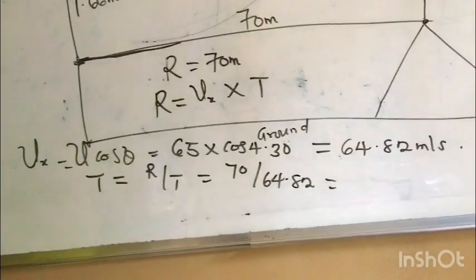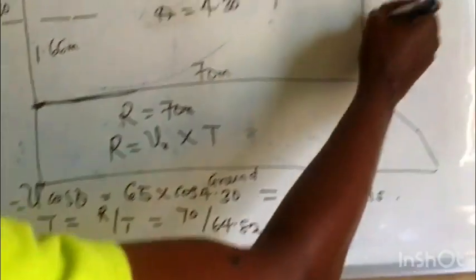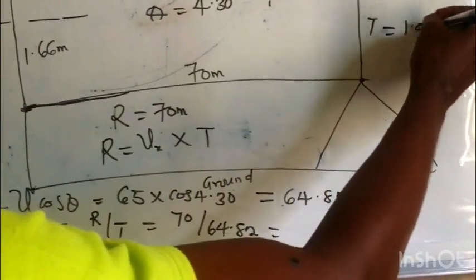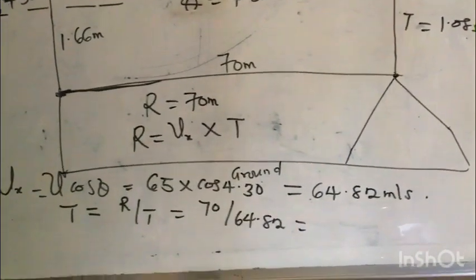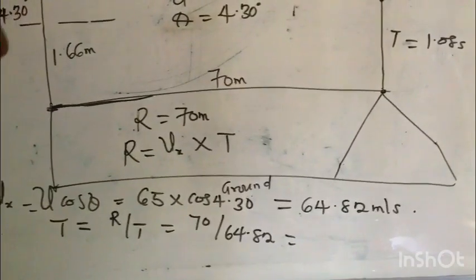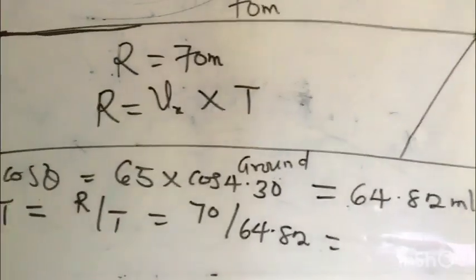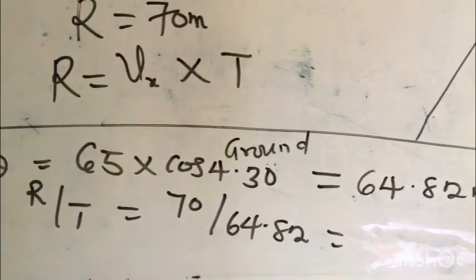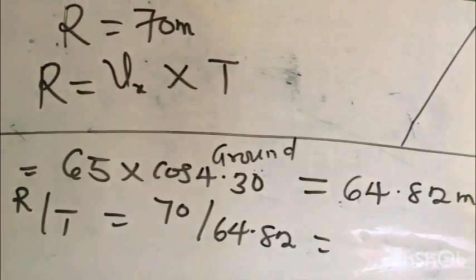Now don't forget the question says we should show that the time of flight is equal to 1.08 seconds. So from here we want to show if truly the time of flight is 1.08 seconds. So 70 divided by 64.82.